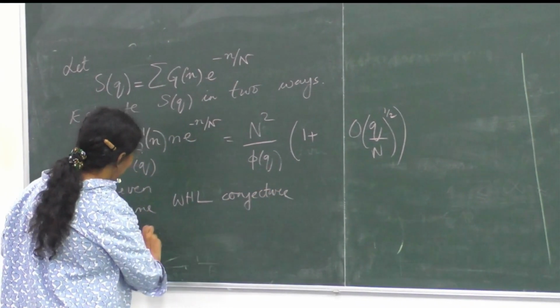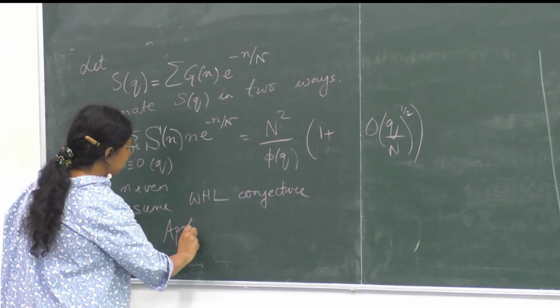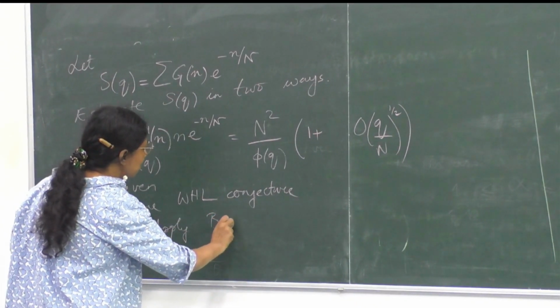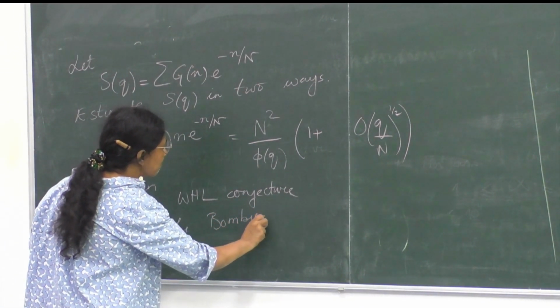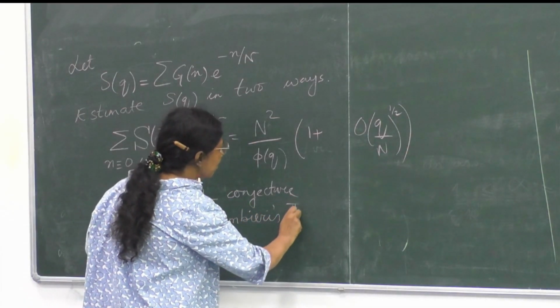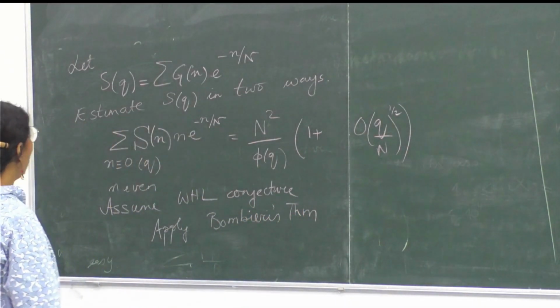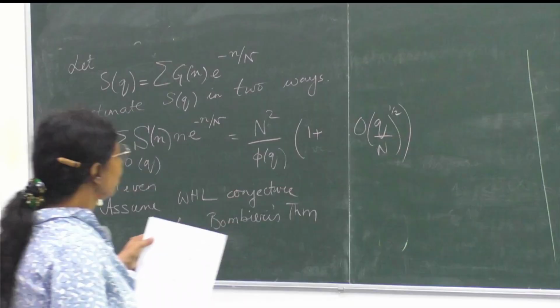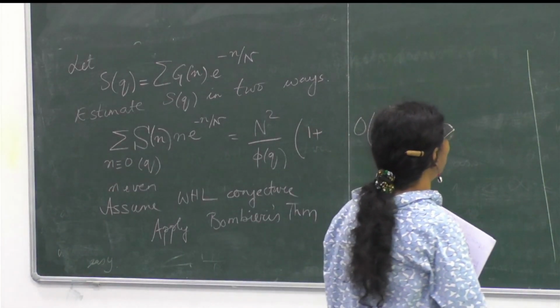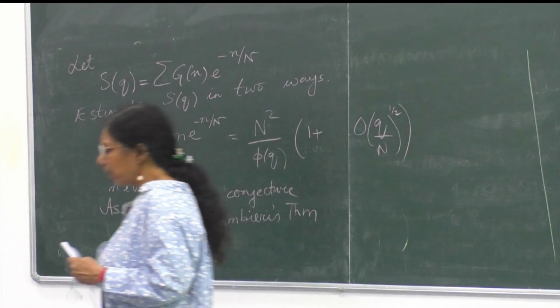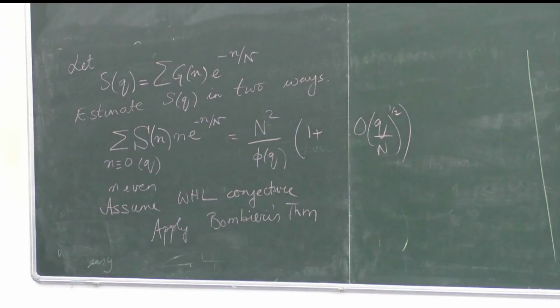Then they apply Bombieri's theorem. All right. And then they come to something, I mean, this is very sketchy, but my aim is not to give you a proof. My aim is to just tell you that such things exist.